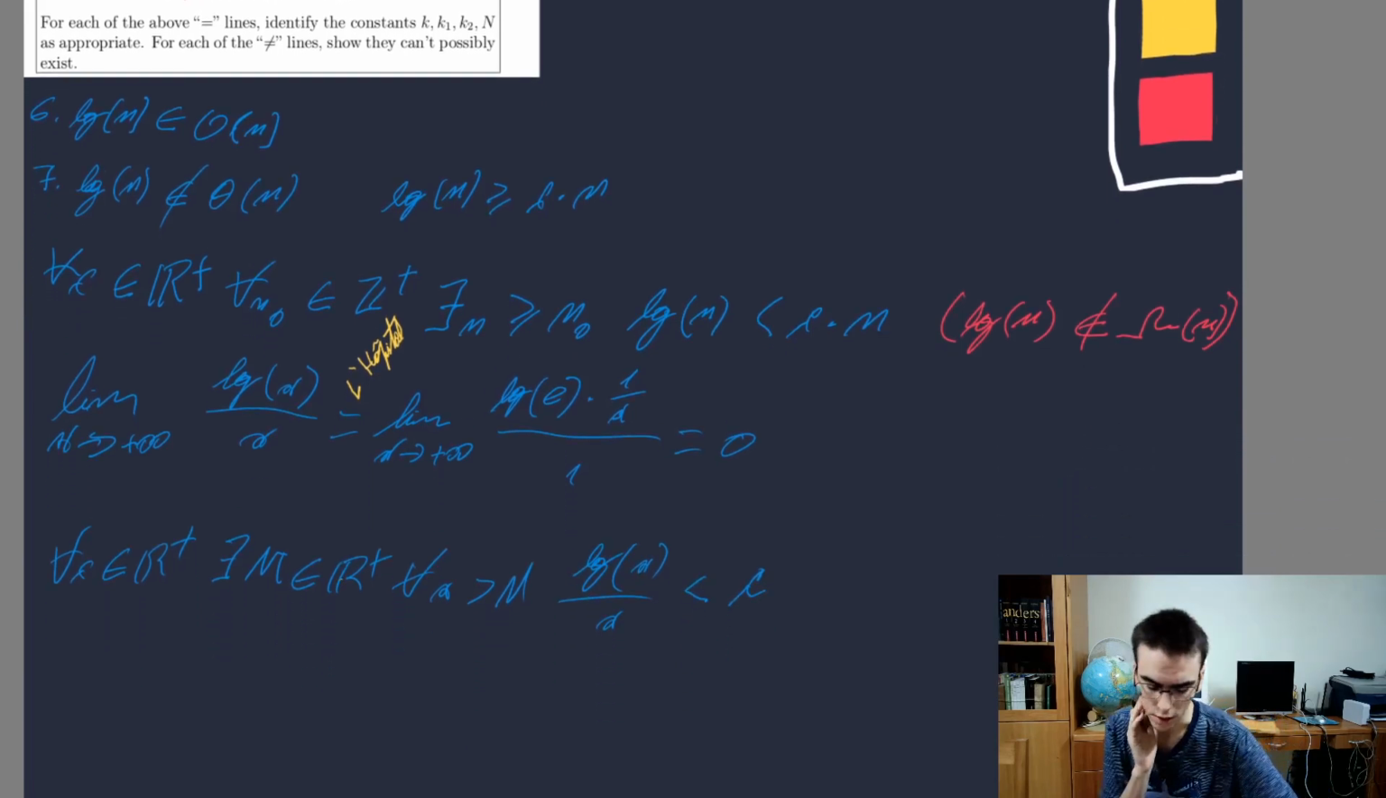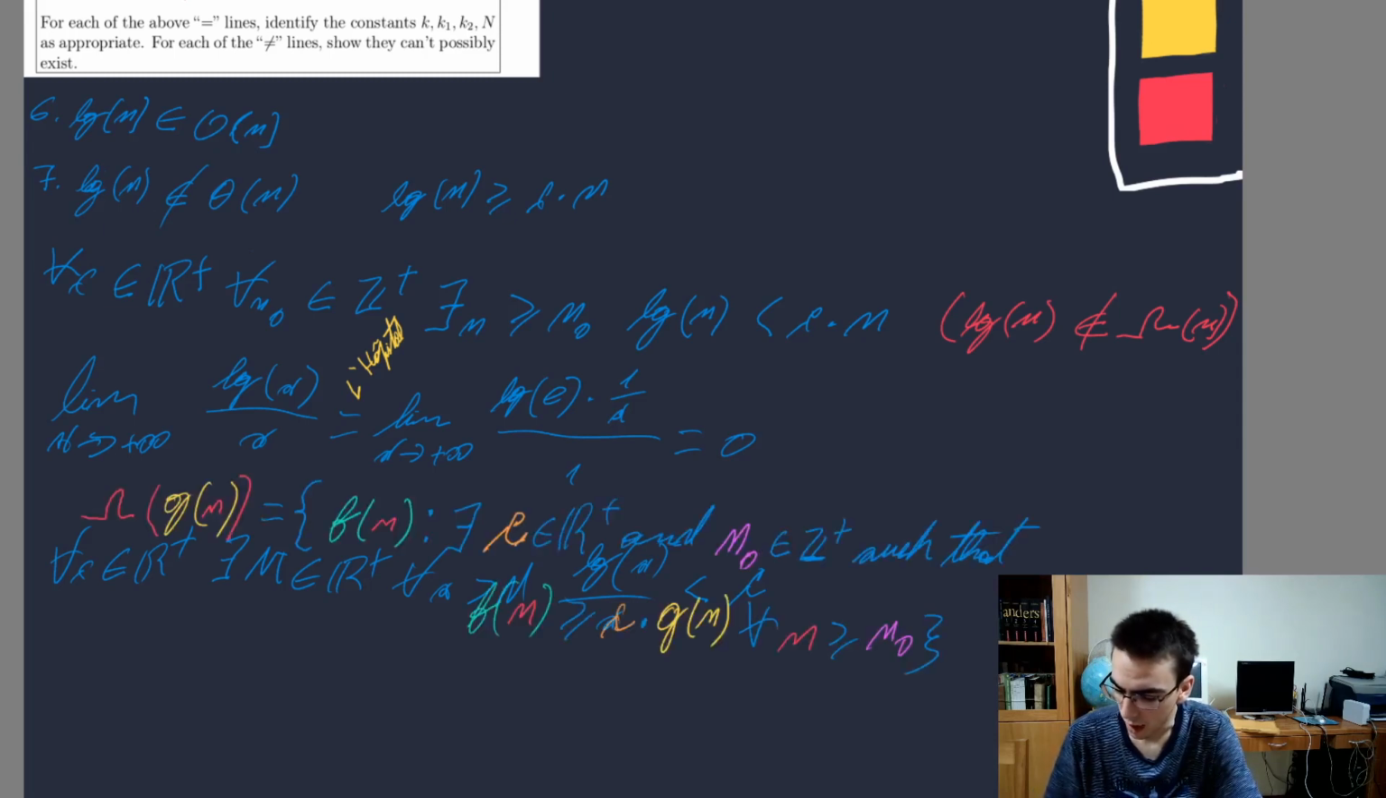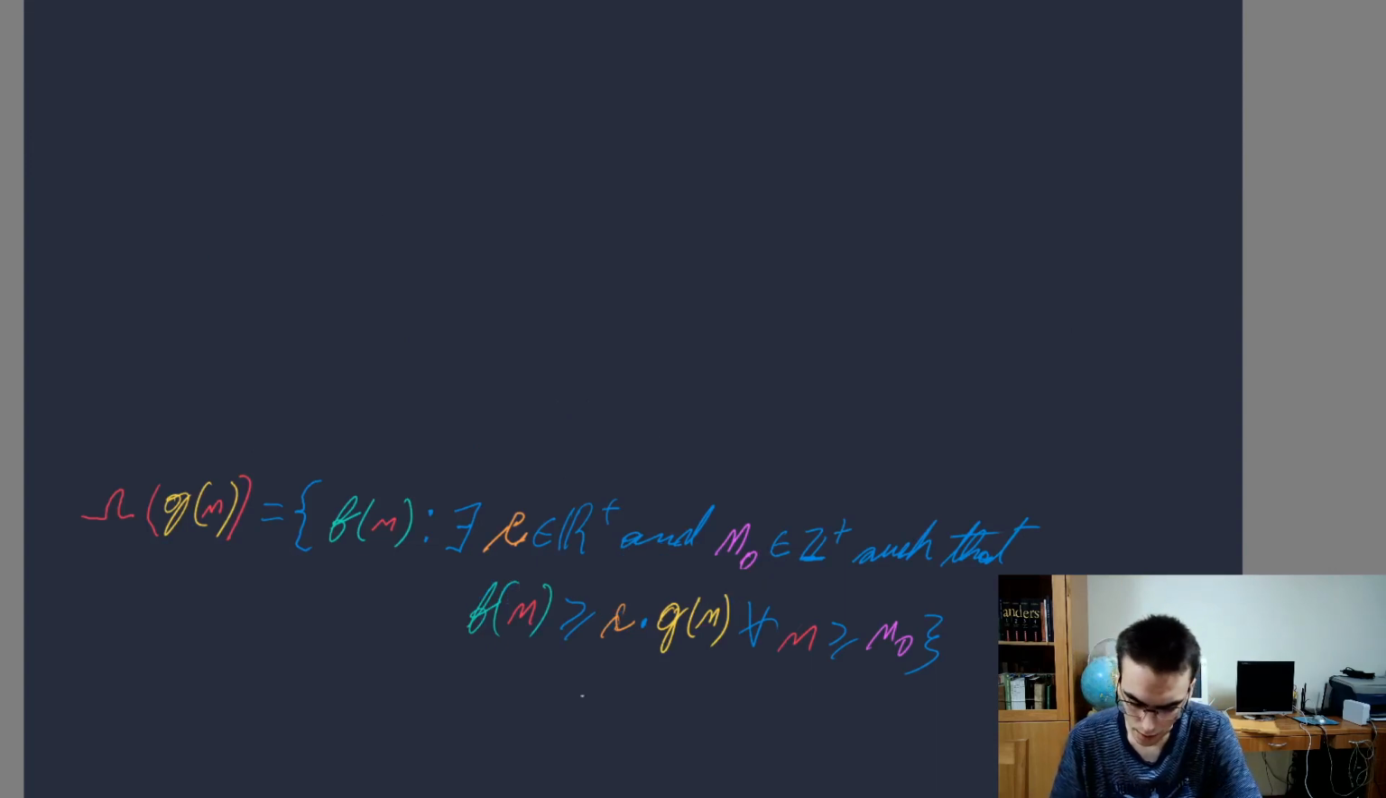And just to ensure that everything is clear, what we have done was, we wanted to show that it is not in big omega, and so we picked the logarithm and we put it in an equation there. And then we stated the condition of not being in big omega, and we have the definition of omega. So we have the definition of big omega. We say there exists a c in R plus, an n0 in Z plus, and we have this expression based on these values.